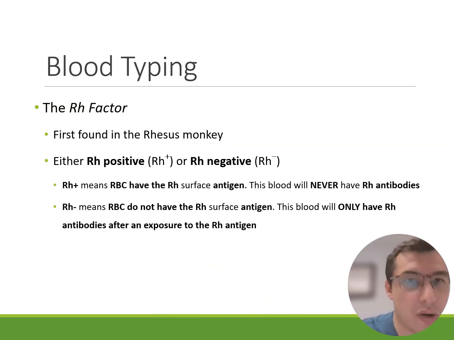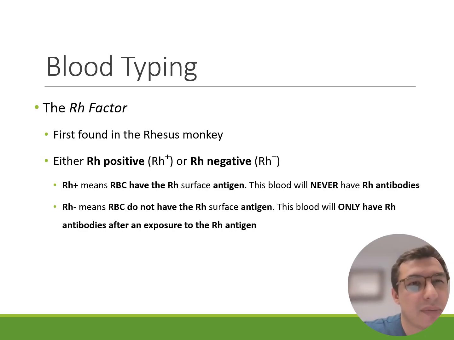Now, going deeper, remember how we mentioned another surface antigen, RH? So RH is another, it was first found on the rhesus monkey. That is why it is denominated RH. Now, RH can either be positive or negative. So if the RH antigen is present, you are deemed to be positive. If you don't have the RH, you are deemed to be negative.